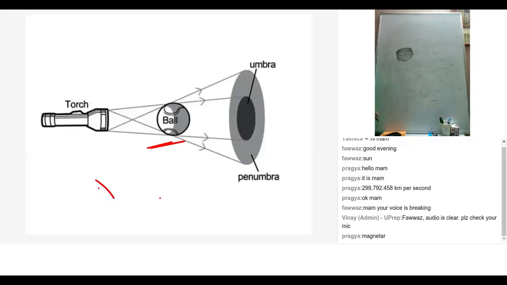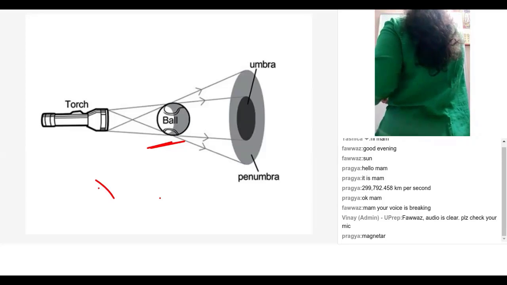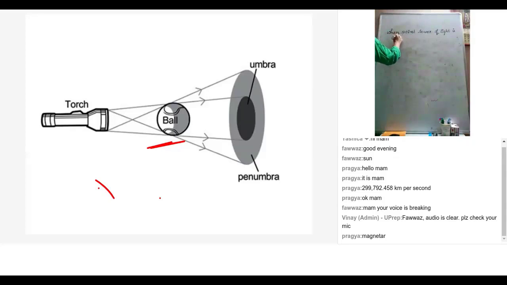When you view it from sideways, initially you see light coming from the complete torch glass, but when I cover it with a cloth and make a pinhole, you will see light coming only from this part. Is that understood? Yes, ma'am. So the condition is when a point source of light is used. So what happens when I use a point source of light?